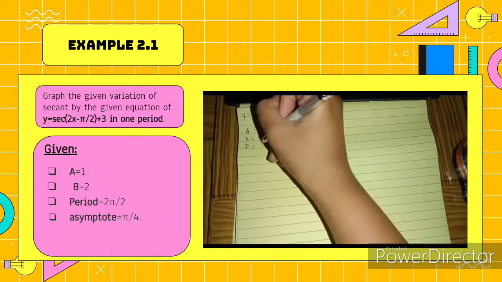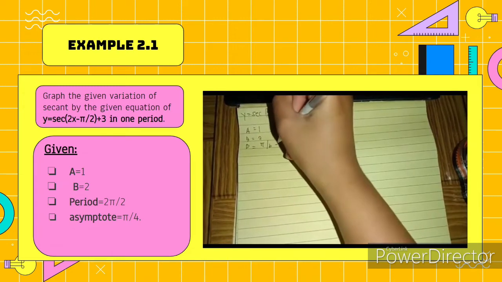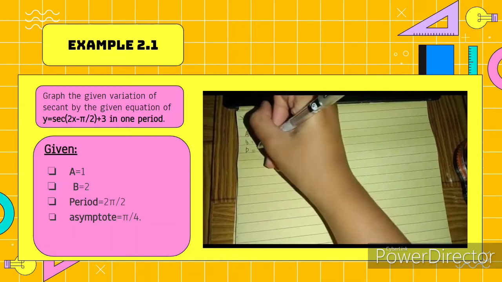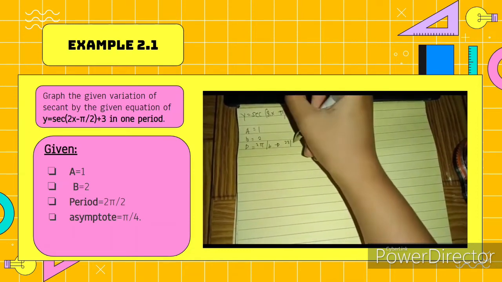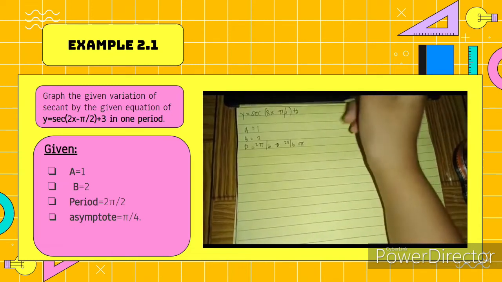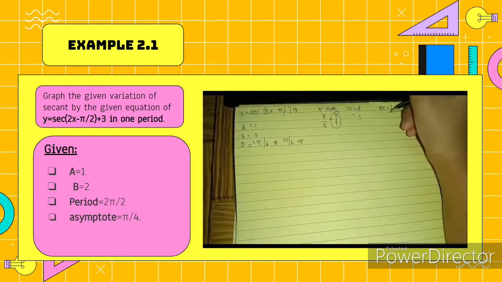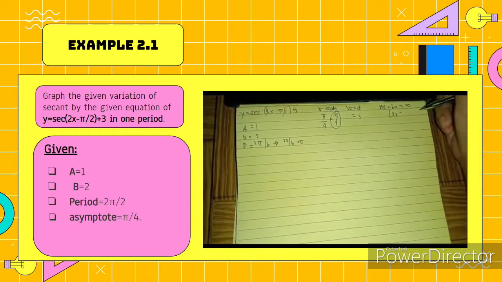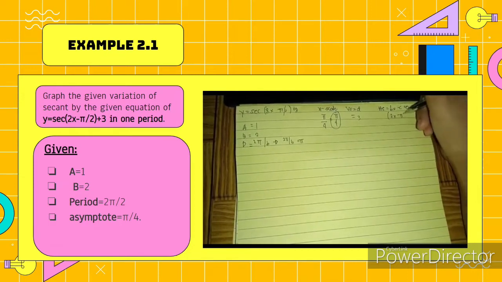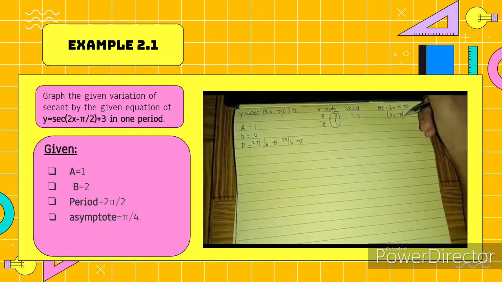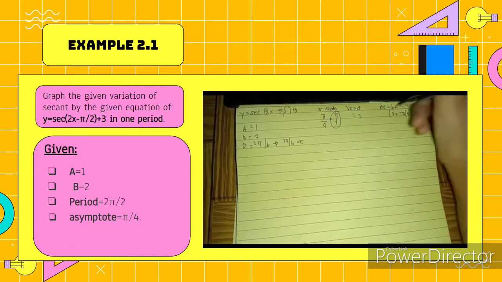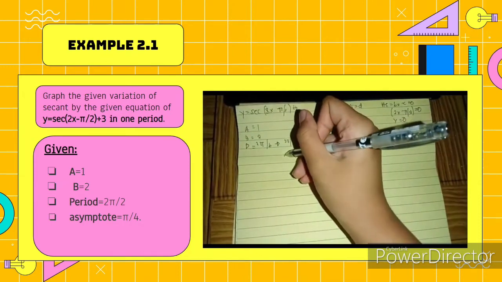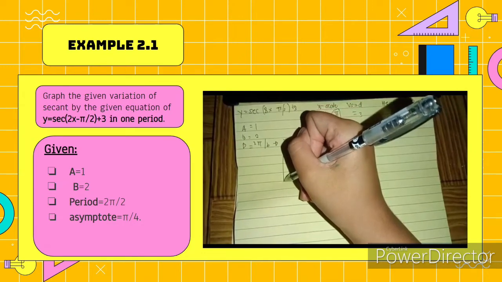Now, for our third example, we have here our given, which is a is equal to 1, b is equal to 2, p is equal to 2 pi over b, which is 2 pi over 2, which is equal to pi. Now we have here our x scale, which is pi over 4, and our vertical shift, which is d, and our d is 3. Our horizontal shift, which is bx minus c equal to 0, which is 2x minus pi over 2 is equal to 0.